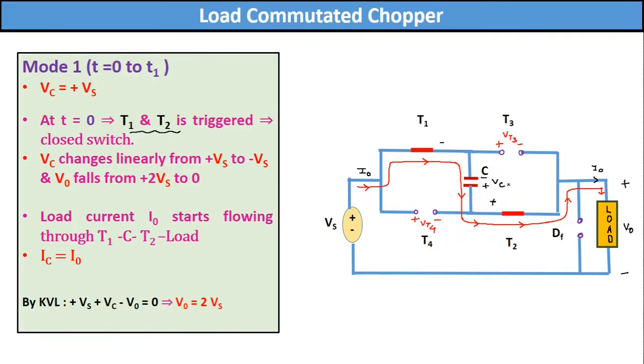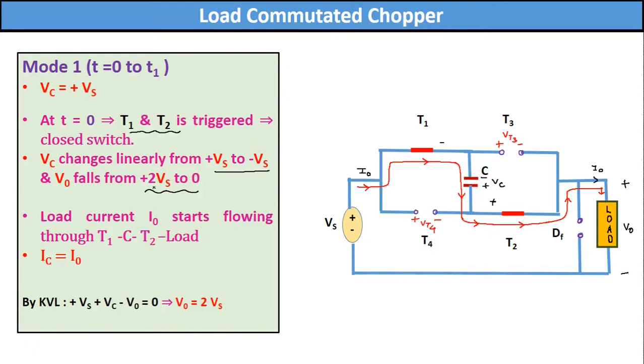So slowly the capacitor voltage will decrease to 0 and again the capacitor is charged with negative polarity. That means plus on the upper plate of the capacitor and minus on the lower plate of the capacitor. That means during this time t equal to 0 to t1, the capacitor voltage changes linearly from plus Vs to minus Vs, whereas the load voltage V0 falls from plus 2Vs to 0.